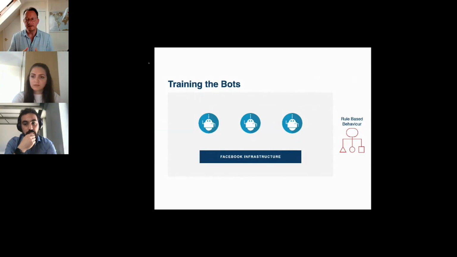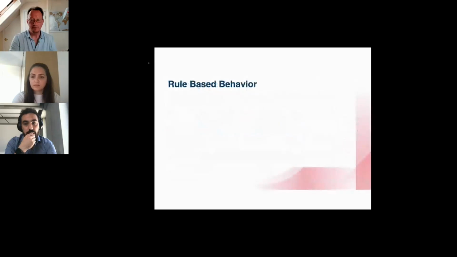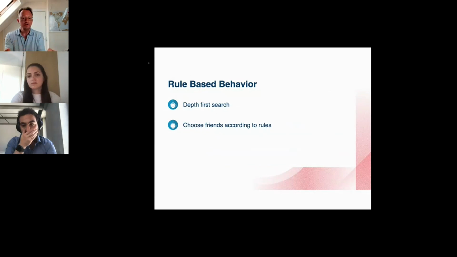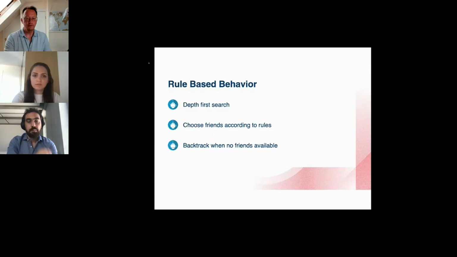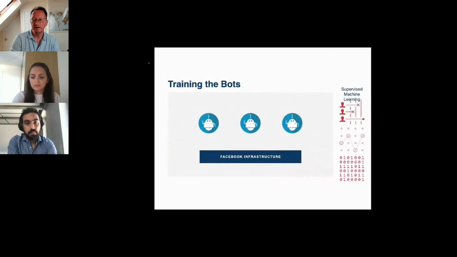The simplest technique is not machine learning based. We just use rule-based behavior. It's very useful for capturing extreme kinds of behavior where we want to specifically capture, given good old-fashioned AI, a rule-based approach. So the rule-based approach we've used so far has involved a depth-first search, so that the bot crawls in a depth-first manner, choosing friends according to these depth-first rules. And when no friends are available, the bot backtracks. And so it's essentially simulating what a new user on the platform might do as they navigate around.